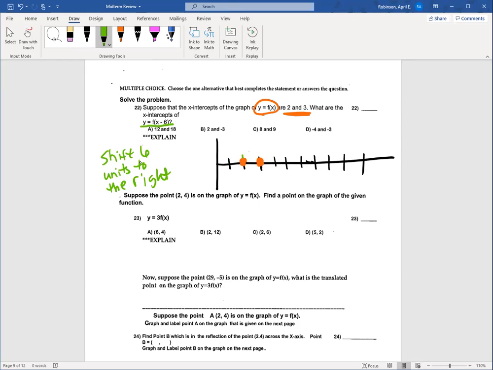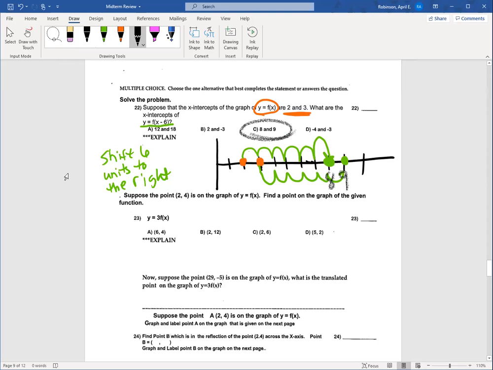This point here is going to go 1, 2, 3, 4, 5, 6. It's going to land right here. And this point's going to go 1, 2, 3, 4, 5, 6. It's going to land right there. Basically, you're just adding 6 to both of those. 2 plus 6 is 8, and 3 plus 6 is 9. So it's going to be choice C, because this is 8 and this is 9.